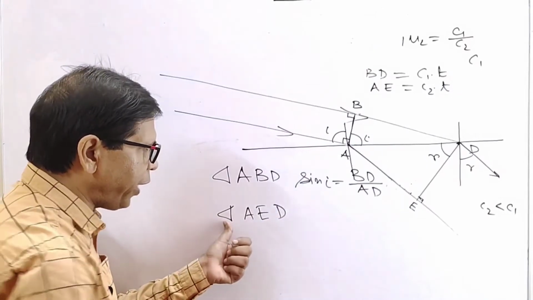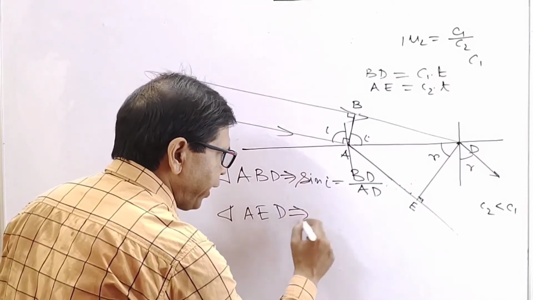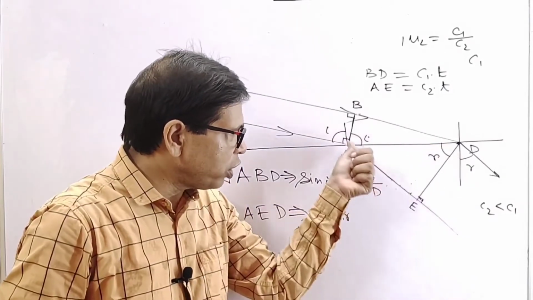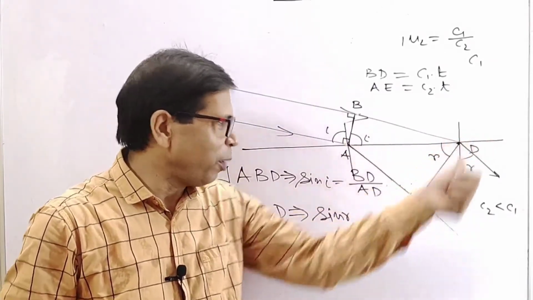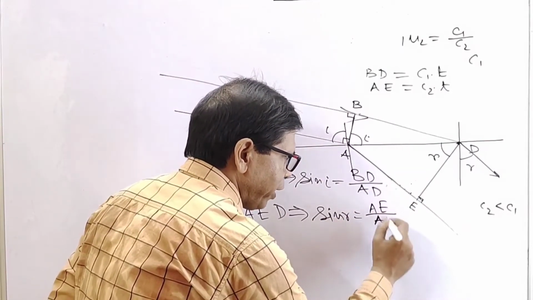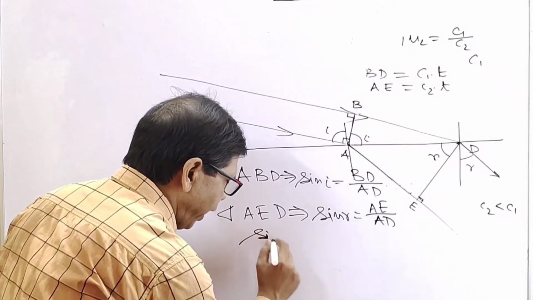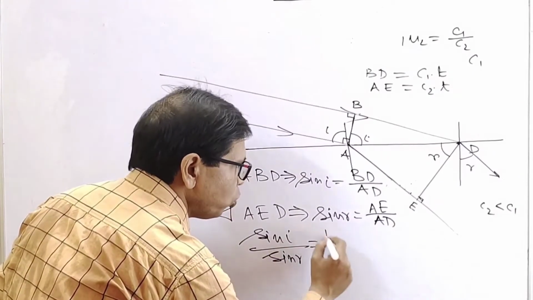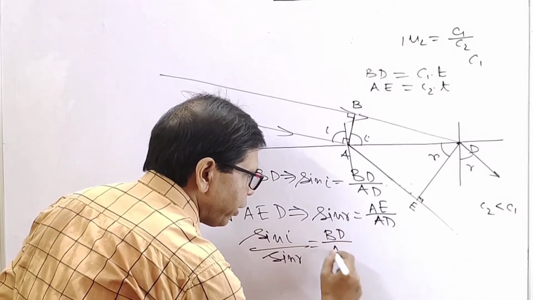Now from triangle AED, sine r. Look at this, this is the angle, this is the perpendicular, this is the hypotenuse. So this is AE by AD. So here sine i divided by sine r equals BD by AE.